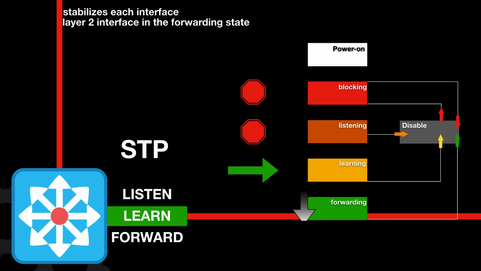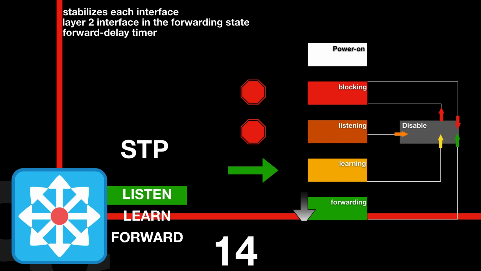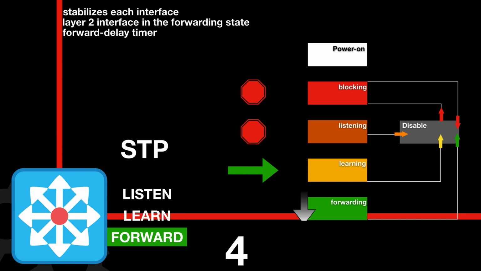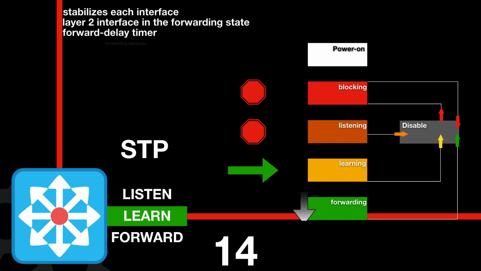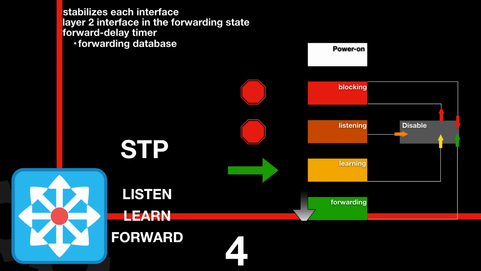The interface is in the listening state while spanning tree waits for protocol information to move the interface to the blocking state. While spanning tree waits for the forward delay timer to expire, it moves the interface to the learning state and resets the forward delay timer. In the learning state, the interface continues to block frame forwarding as the device learns end station location information for the forwarding database. When the forward delay timer expires, spanning tree moves the interface to the forwarding state, where both learning and frame forwarding are enabled.